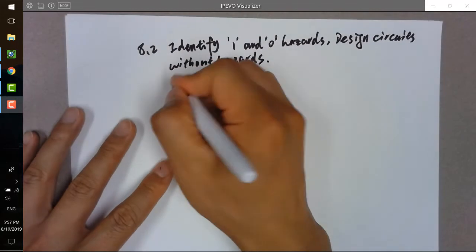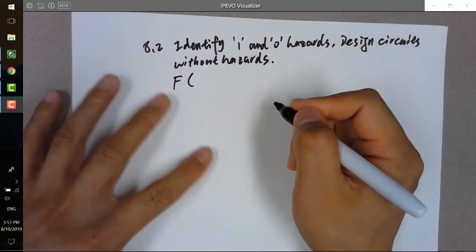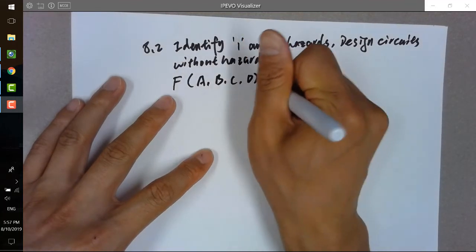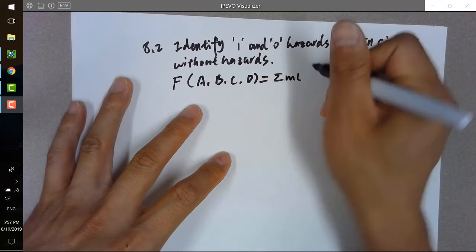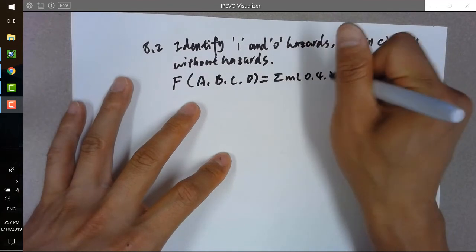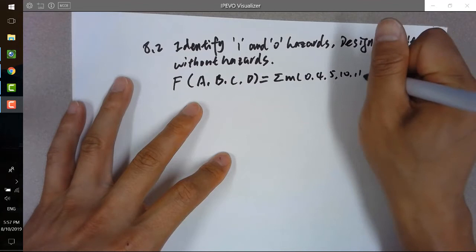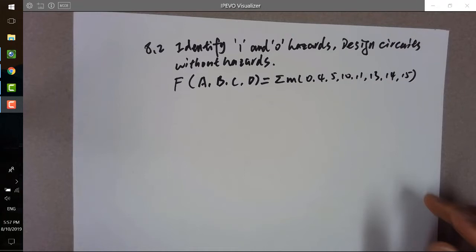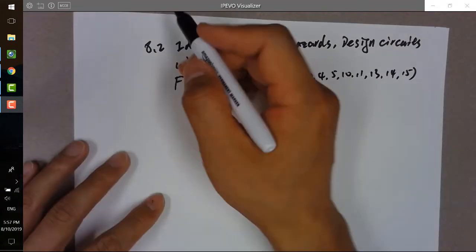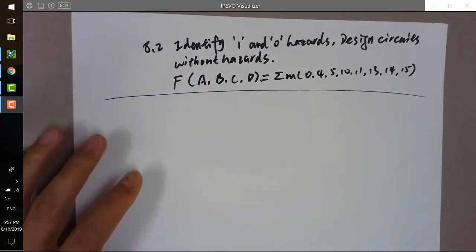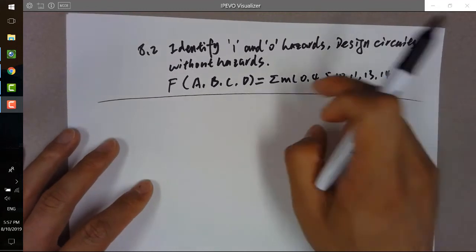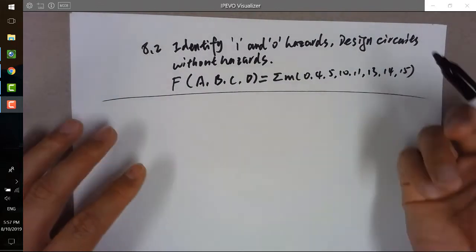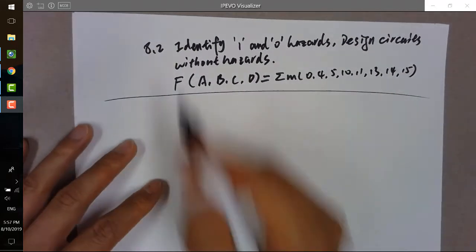Okay, so here is the min-term list for the logic expression. You have 4 inputs and the minterms 0, 4, 5, 10, 11, 13, 14, 15. That's everything given to you, and you need to find the static 1 hazard and static 0 hazard in the logic, and then try to fix it. So now let's take a look at that.